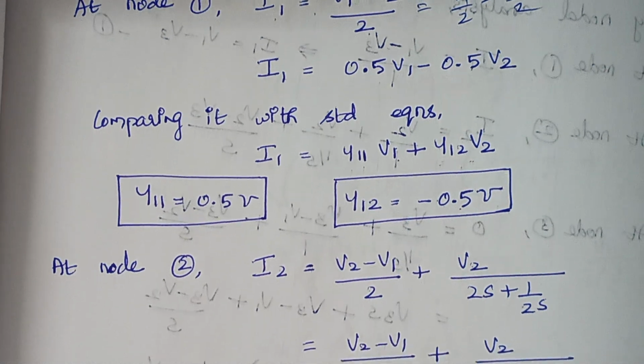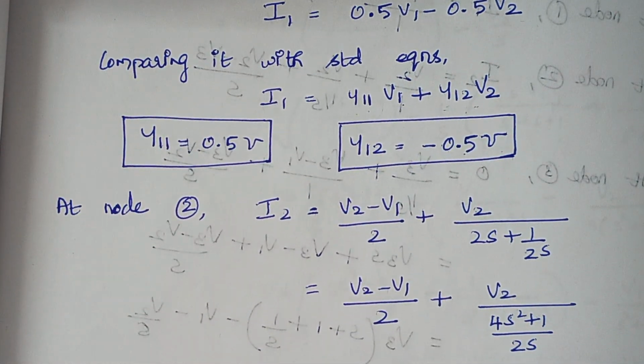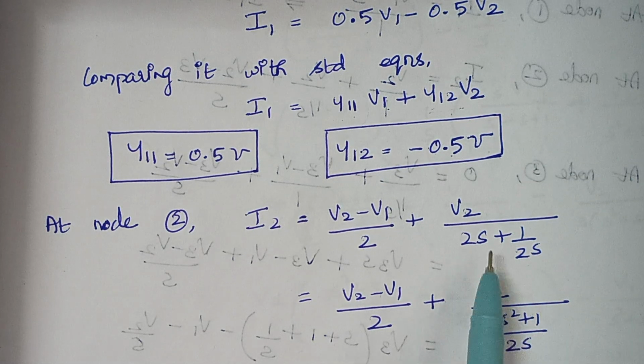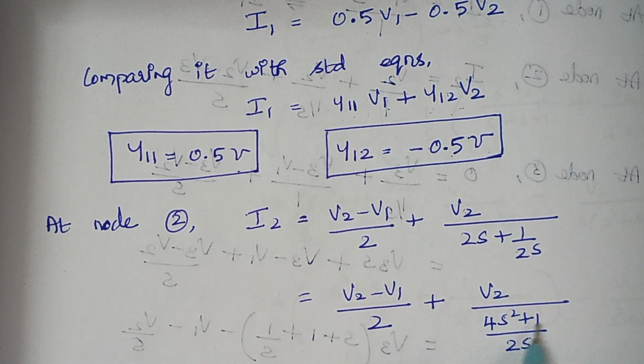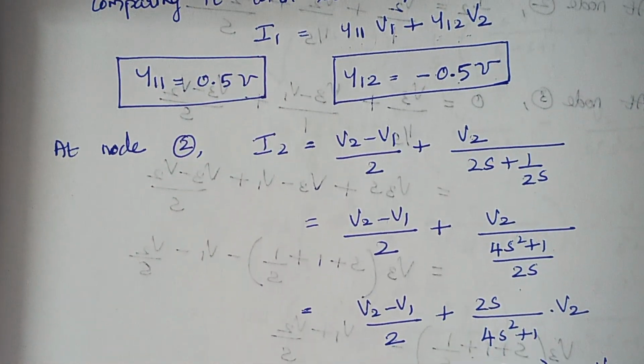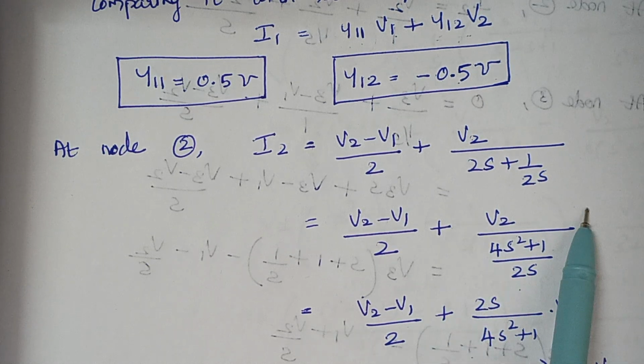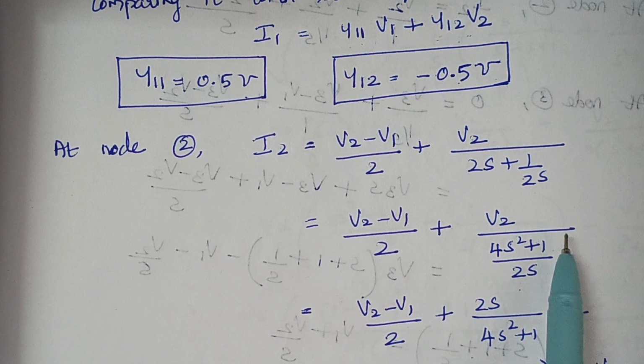Now the next step is we are going to take the LCM for this second term. So once the LCM is done, what will be the expression here? 2s into 2s, 4s square plus 1, divided by 2s. Now the next thing is, I am moving this to the numerator part. So here V2 into this comes as a reciprocal. So 2s divided by 4s square plus 1, into V2.